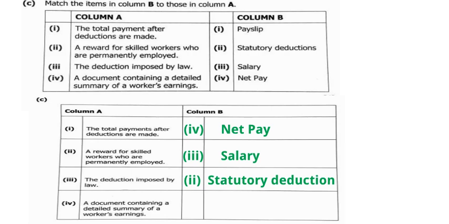Number 4, a document containing a detailed summary of a worker's earning. A document where you find the details of your earnings, that is a payslip. If you want to know how much you have earned the entire month, you can see that on the payslip. Even before the salary comes in, you'll see even the money you should expect in the bank indicated. So we use a payslip to know how much we have earned. Basically, these are the answers.